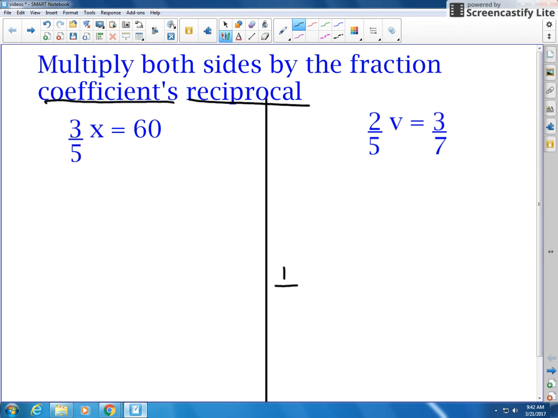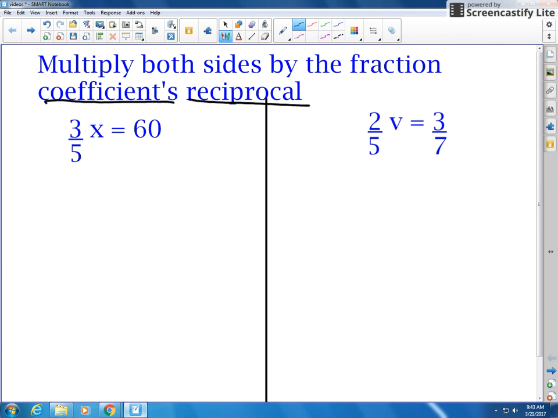For example, if I have 1/4, the reciprocal would be 4 over 1. And why that is important is because 1 times 4 equals 4. 4 times 1 equals 4. So together that is equal to 1. So the reciprocal, I take it, I flip the numerator and the denominator, because then when multiplied together, they equal 1. So I am going to start with multiplying both sides by the fraction's coefficient reciprocal.